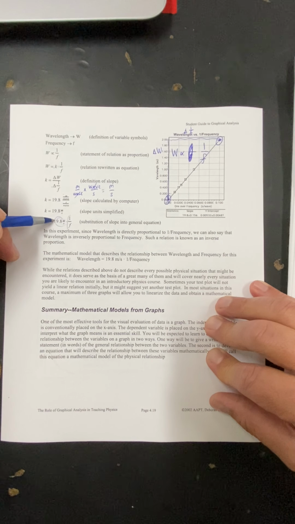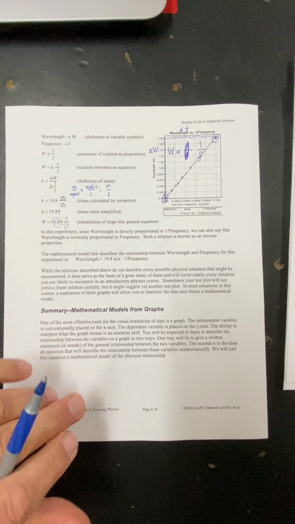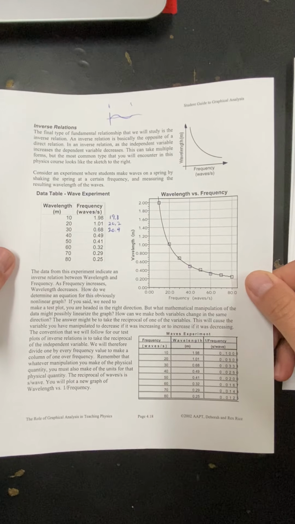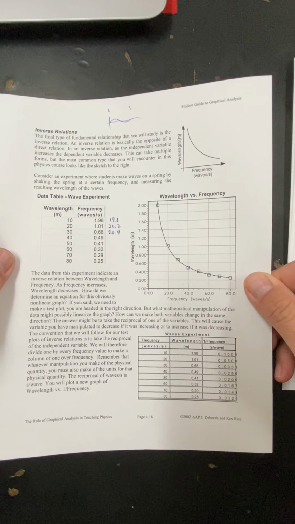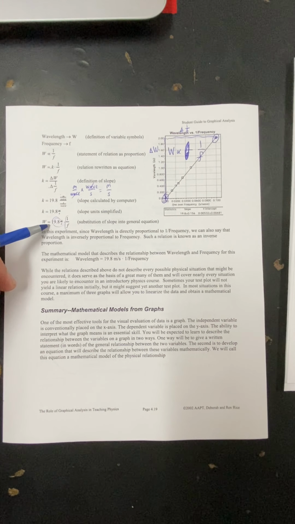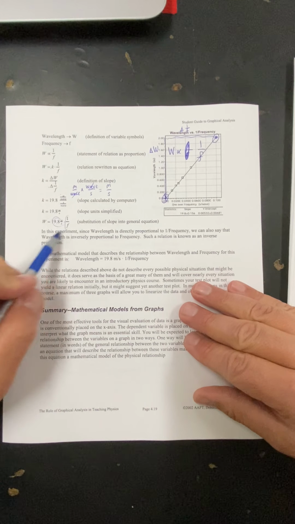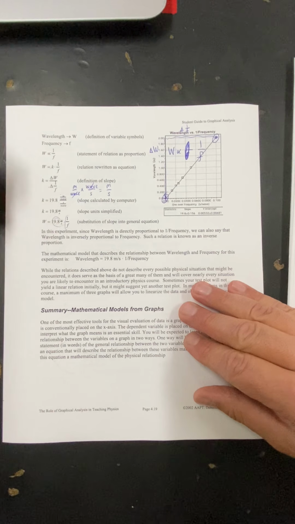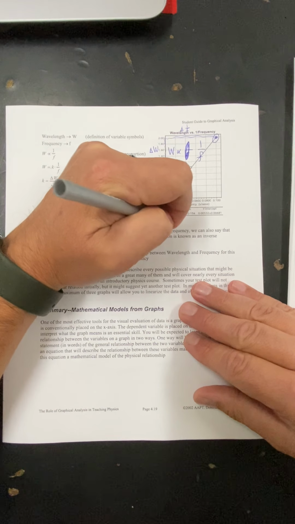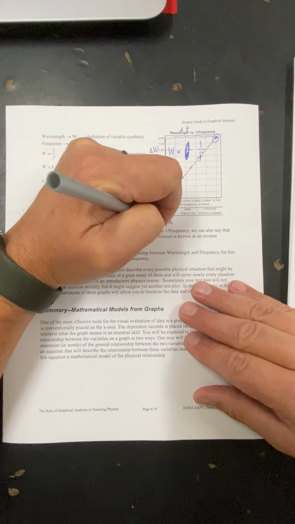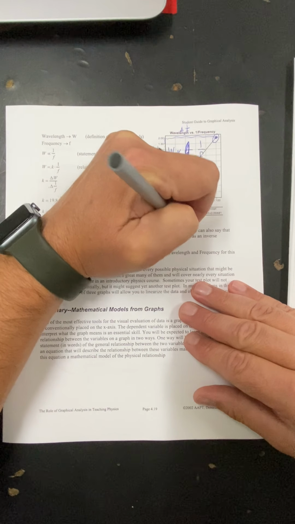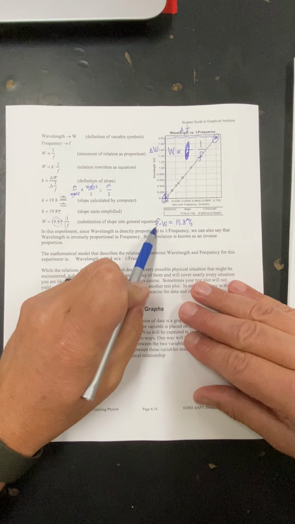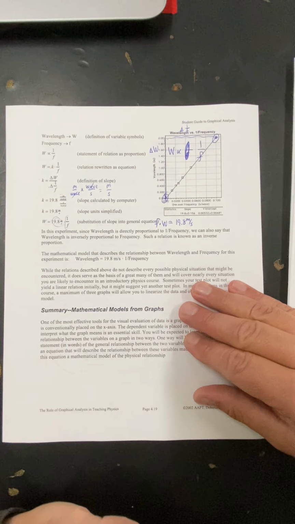Look at this, 19.8. Remember how I told you earlier that if you truly have an inverse relationship, multiplying the two values is going to give you a constant number? There's our constant number. And it makes sense because if I were to take this equation and multiply each side by F, it would end up saying F times W equals 19.8 meters per second, which means any of the frequencies times the wavelength should give you the same constant value.